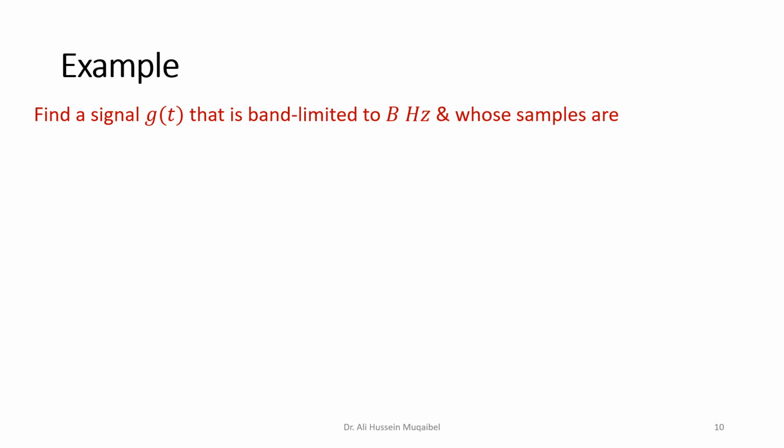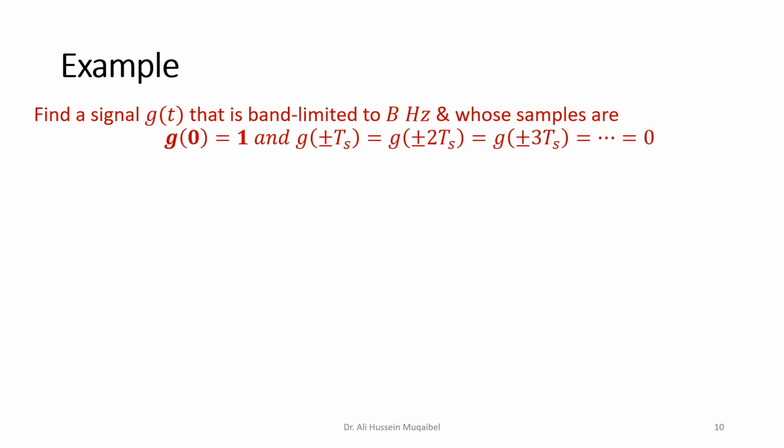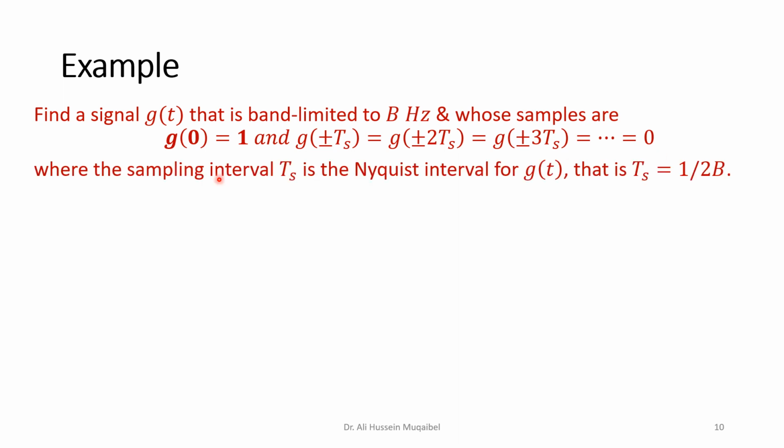Now let's look at an example. Find a signal g of t that's band limited to B hertz, and whose samples are given. In this question, we are given samples, and we want to get the connected signal. Luckily, there is only one sample which is non-zero. All other samples are 0. We're also told that this is sampled at Nyquist rate, so I can use the simple formula that we had earlier.